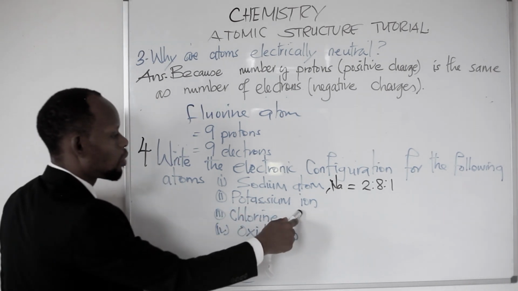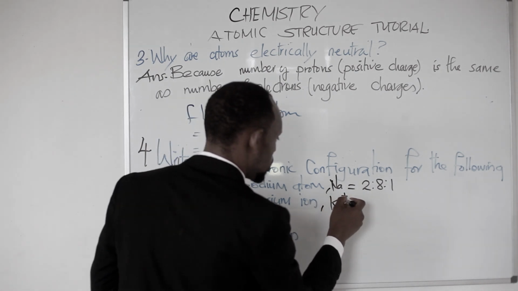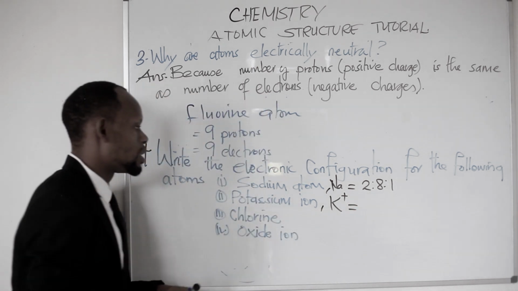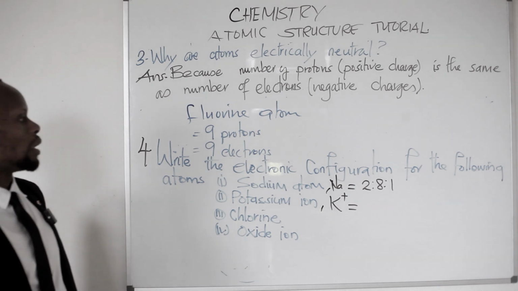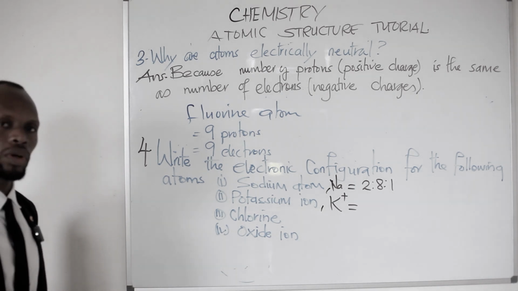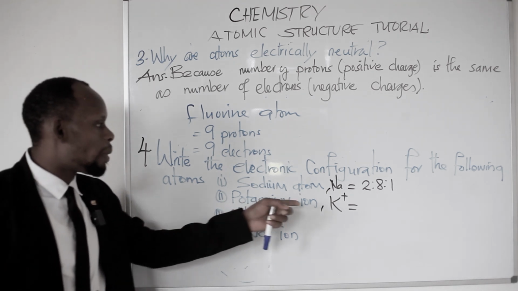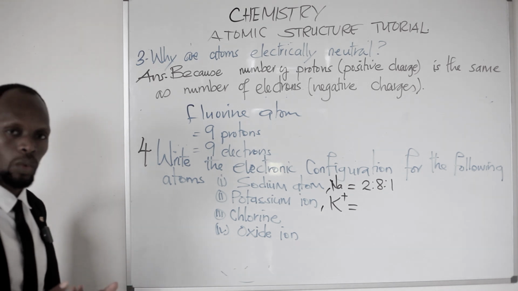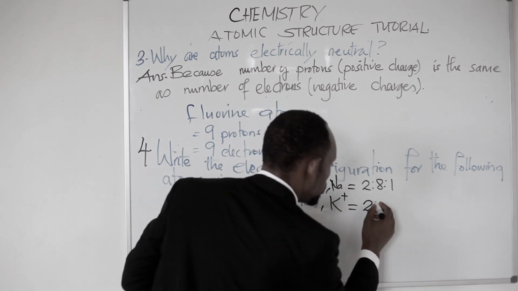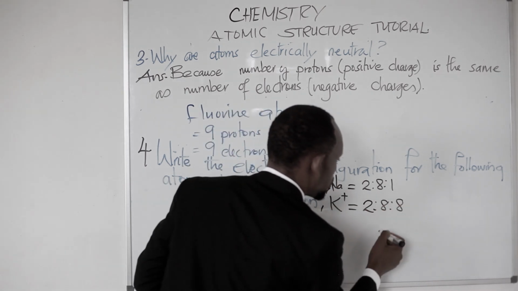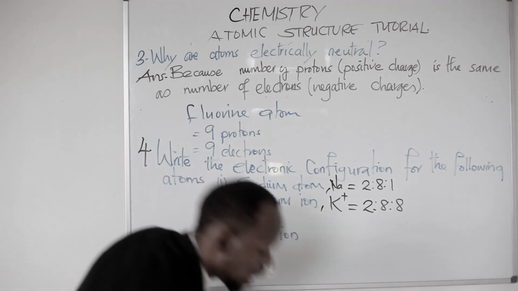The potassium ion is written with a capital letter K and a positive charge. Why? Because it has already lost 1 electron. How many electrons does a neutral potassium have? A neutral potassium has 19 electrons. But the potassium ion has lost 1 electron, so it will have 18 electrons. So this will be 2, 8, 8, with the positive sign there because it has lost 1 charge.